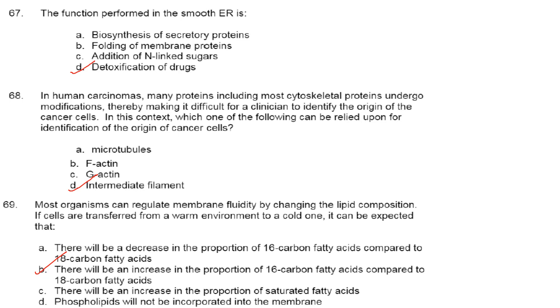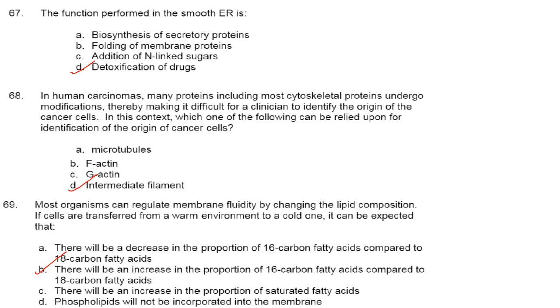Then, most organisms can regulate membrane fluidity by changing the lipid composition. If cells are transferred from a warm environment to a cold one, what can be expected? Membranes containing lipids with longer fatty acid tails are less fluid than membranes containing lipids with shorter fatty acid tails. So membranes consisting of long chain lipids have higher melting temperatures than membranes consisting of short chain lipids.